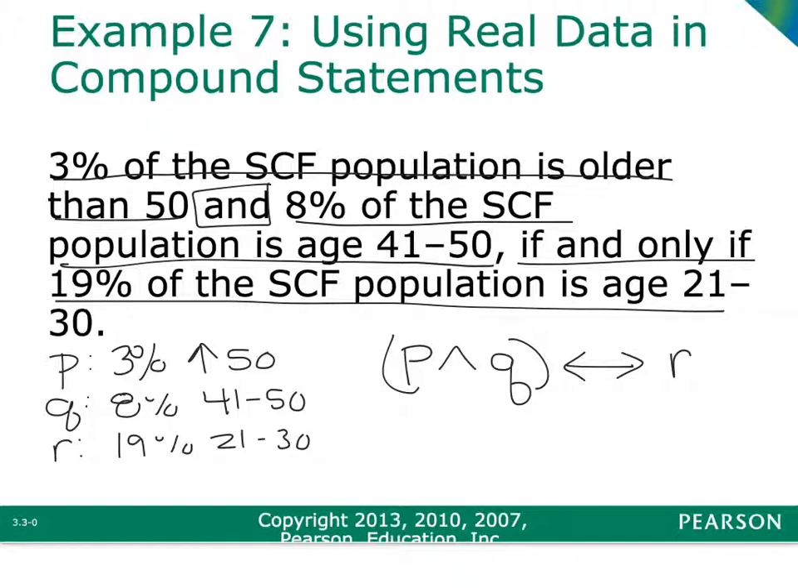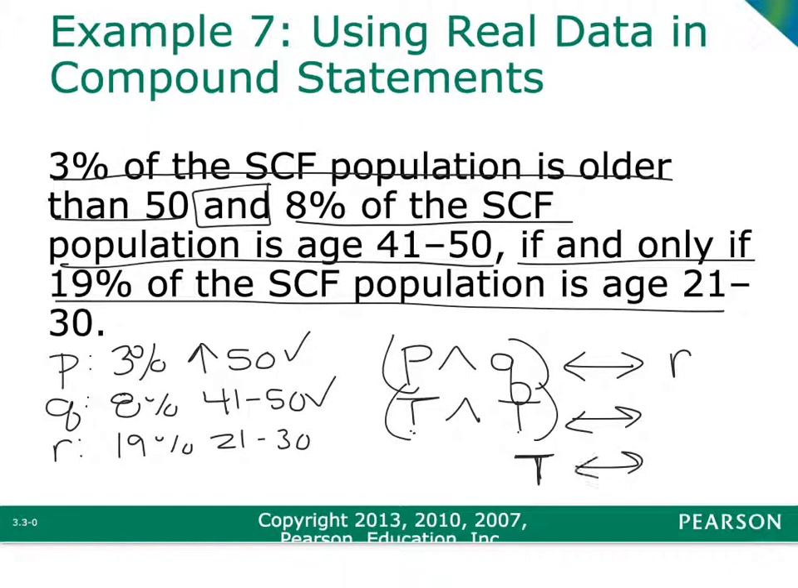So the first thing we would do is check to see if the population that's over 50 is really 3%. And that did turn out to be true. Then we would check to see if the population between 41 and 50 is really 8%. And if you look at the pie graph on the other page, that is also true. So then because we're doing an and statement between them, they're both true. So the whole left side is true.